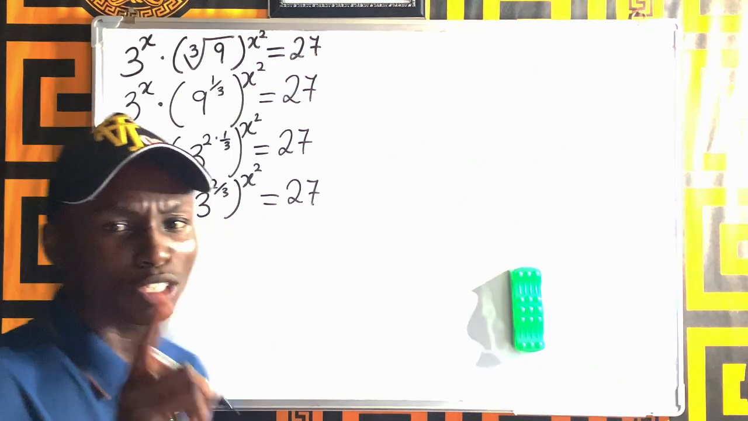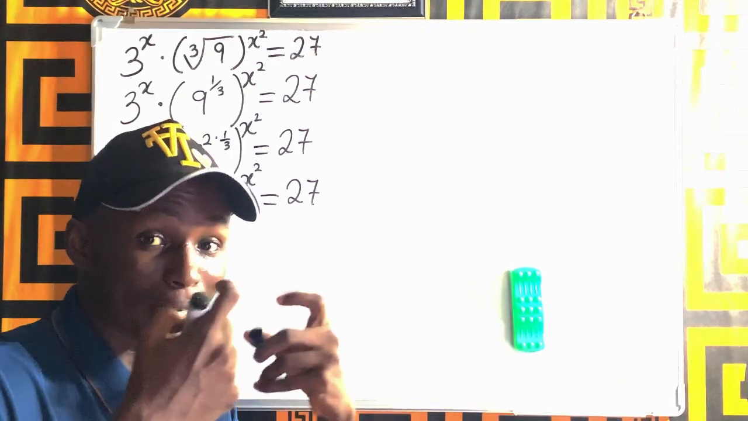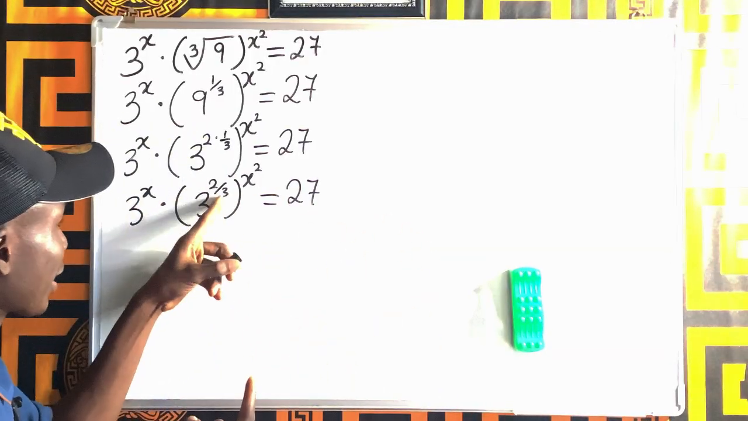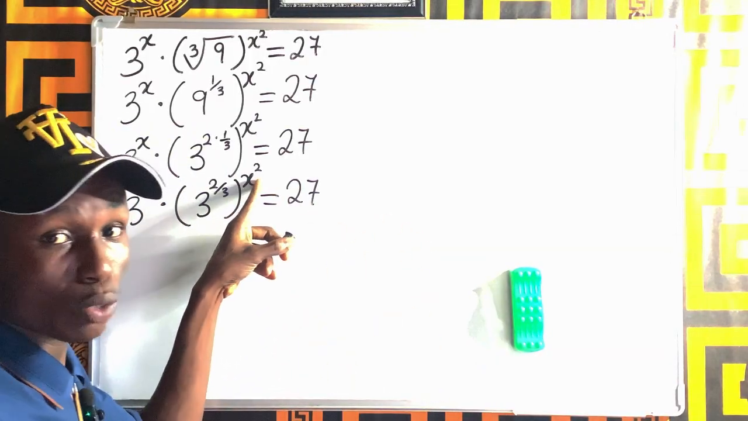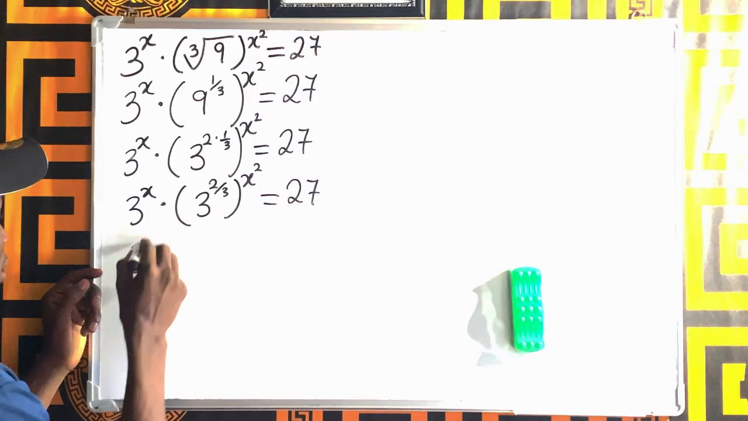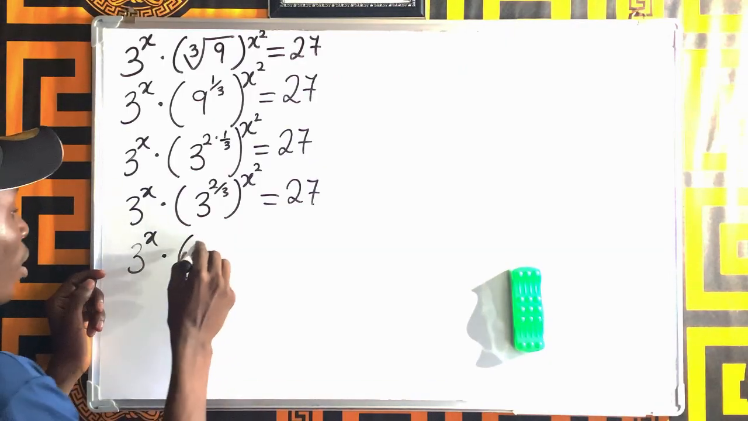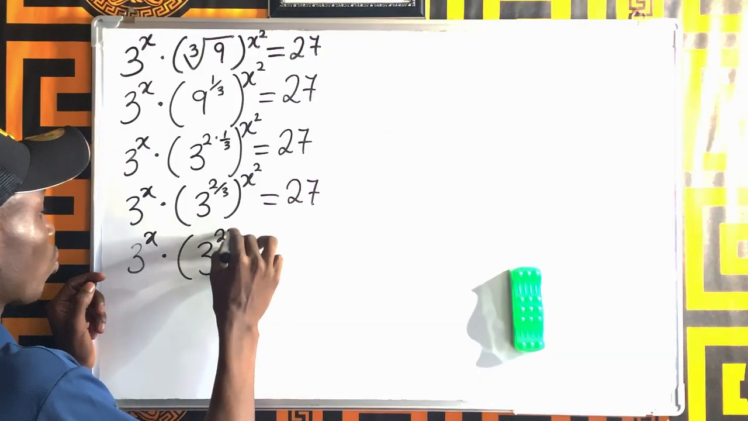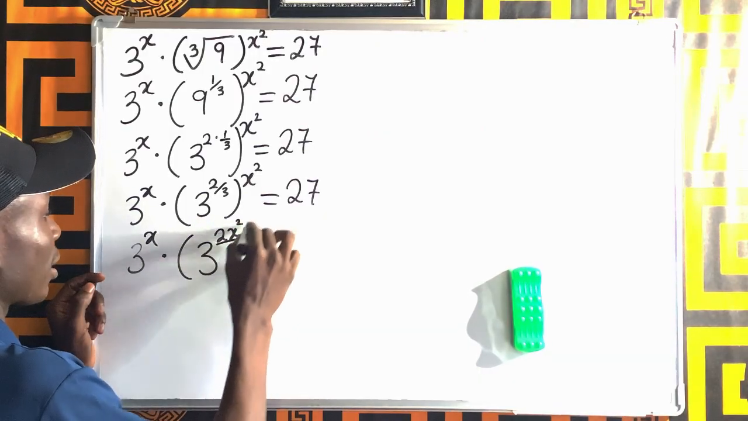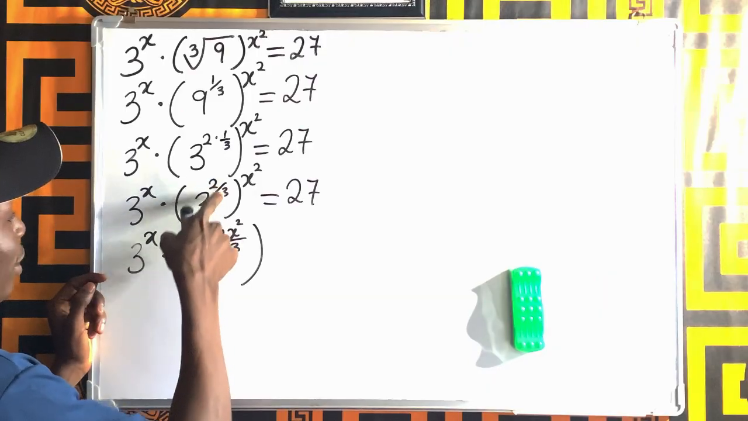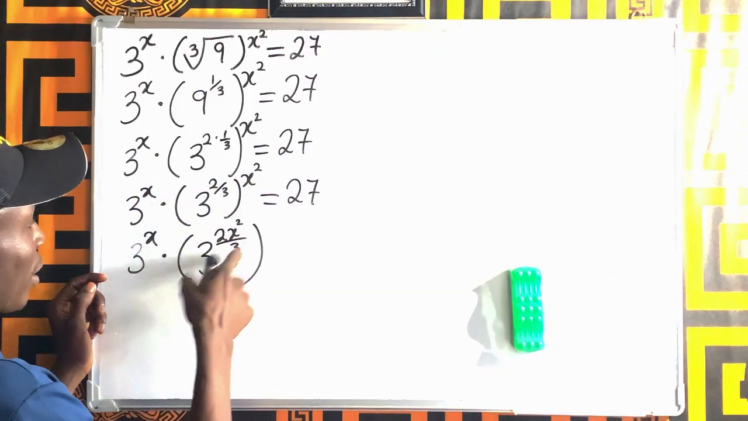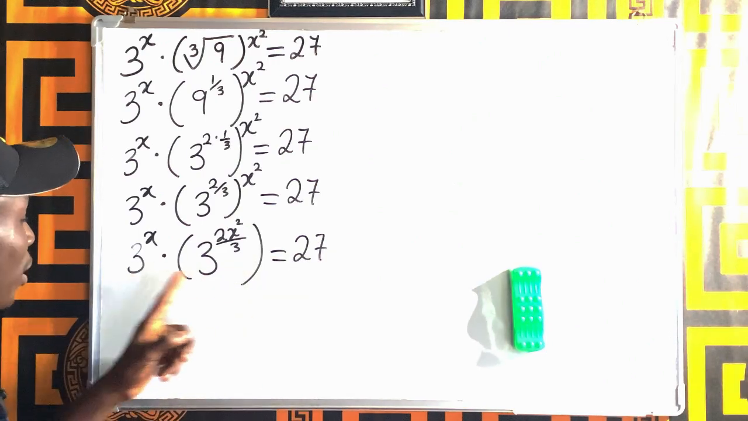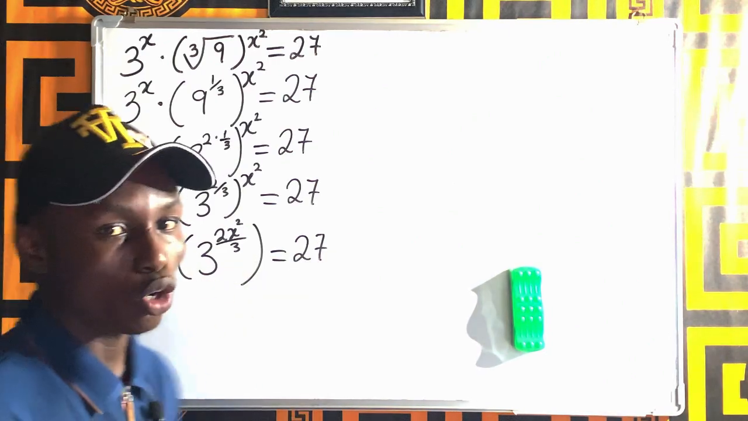Then remember one of the properties of indices that says the index inside the parentheses can multiply the index outside the parentheses. That means 2 over 3 can multiply what is outside, which is x squared. So this is 3 raised to x multiplied by 3 raised to the power of 2x squared divided by 3, because 2 over 3 times x squared will give us 2x squared over 3, equals 27.